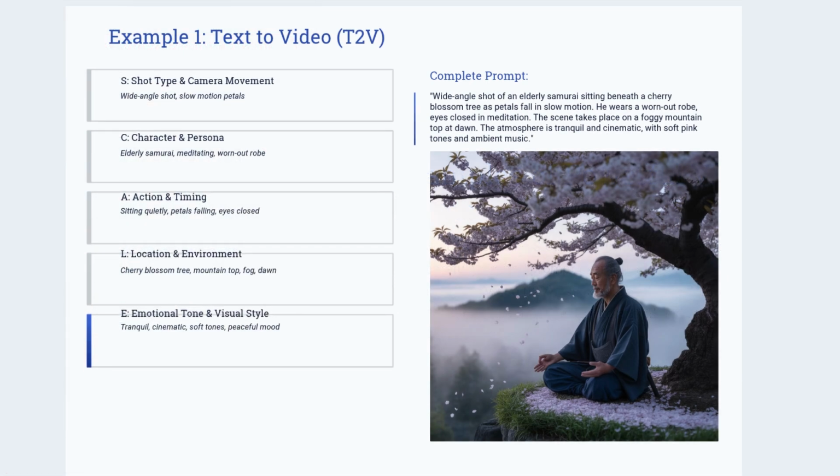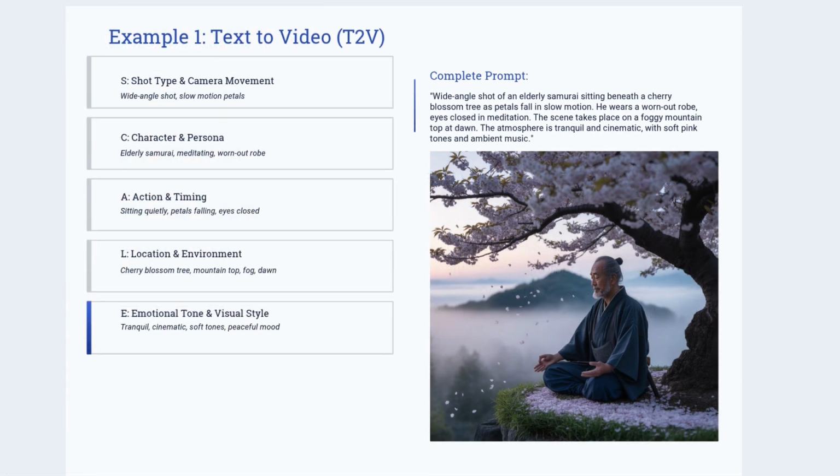Example 1, text to video. Let's walk through a complete prompt using the SCALE formula. S. Shot type and camera movement. We're going with a wide-angle shot, petals falling in slow motion. C. Character and persona. An elderly samurai, meditating, wearing a worn-out robe, super peaceful vibe. A. Action and timing. He's just sitting quietly, eyes closed, as petals gently fall around him.